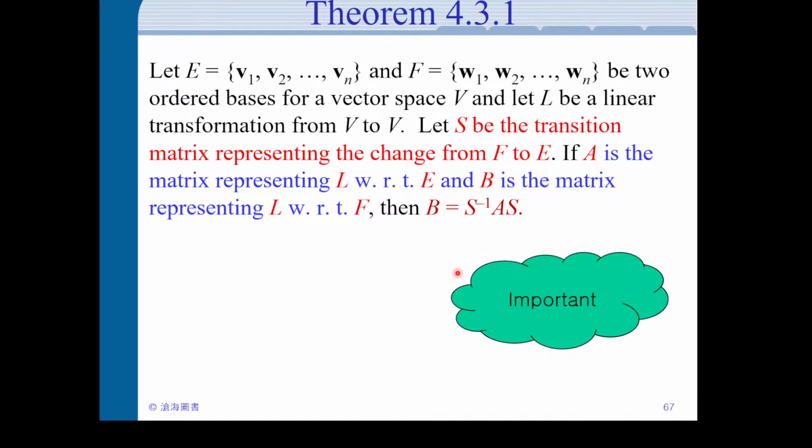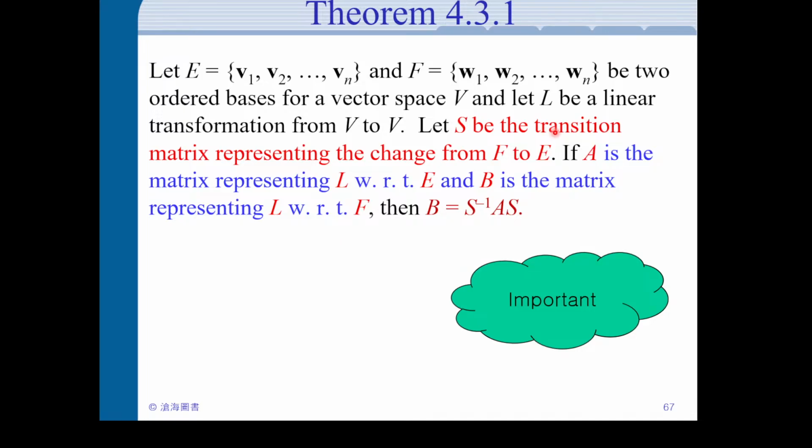For the general case, we have two different bases. So we still have two different bases, but it's different from chapter 4.2. In 4.2, those were different bases for different spaces, but now we just have one space V. So we have different bases for the same space V. And we want to think about a linear transformation from V to V, so basically a linear operator.